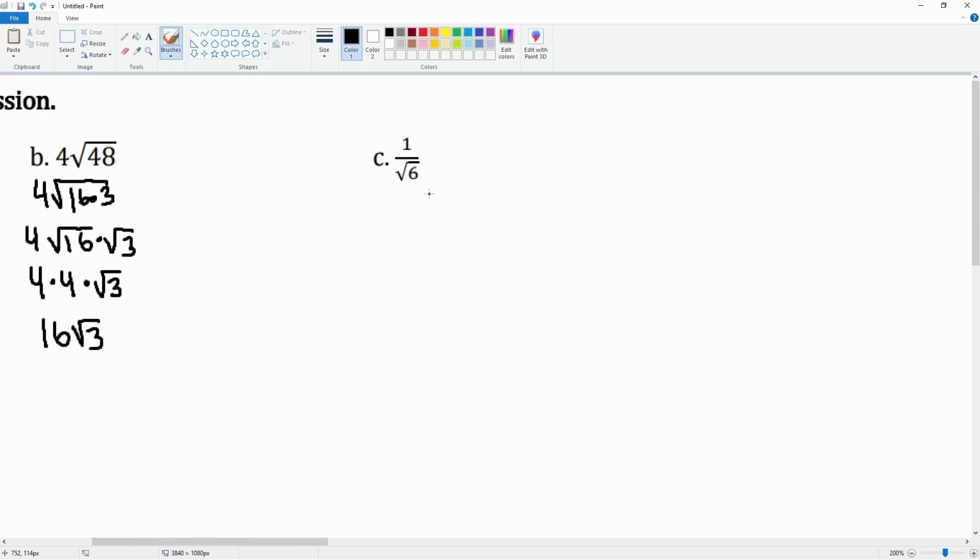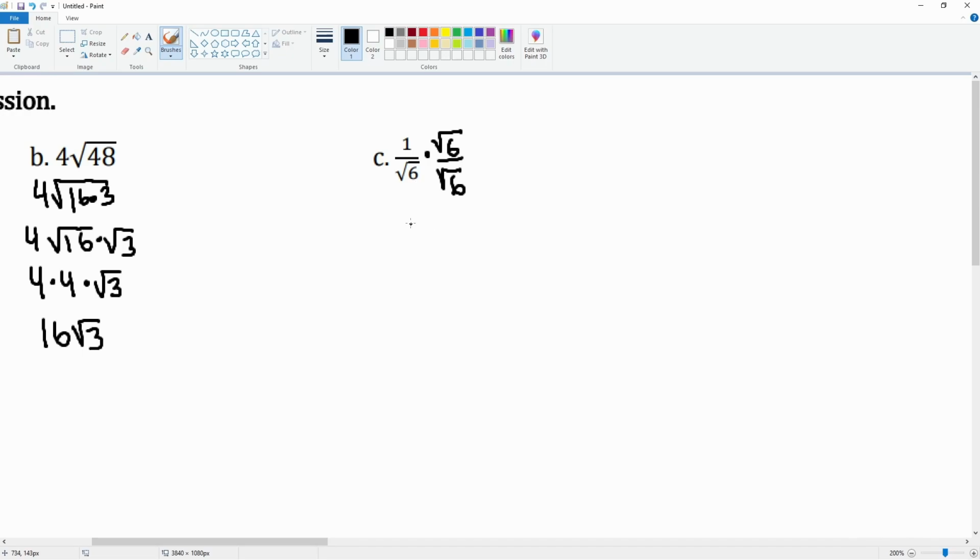Next, C. Here, what you can't have is having a radical on the bottom. So we can multiply the top by radical 6 and the bottom by radical 6. This is not changing anything. All we are doing is multiplying by the number 1 essentially.